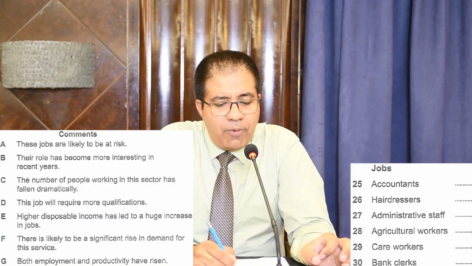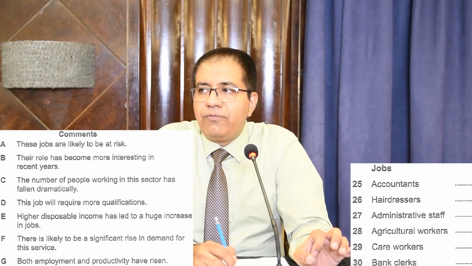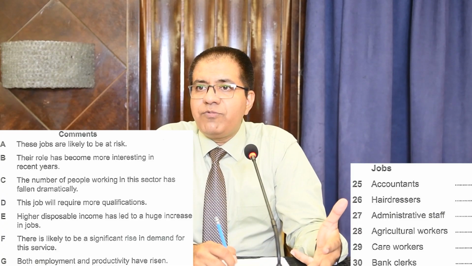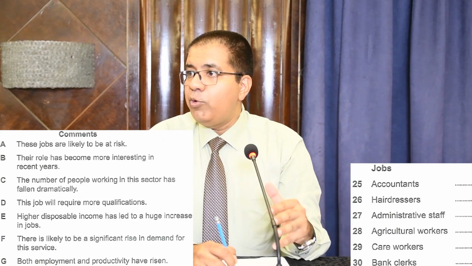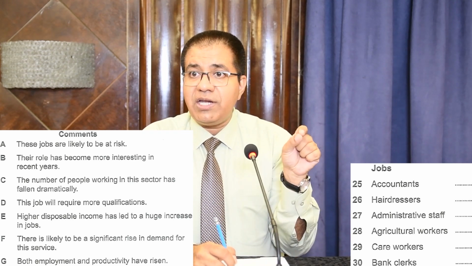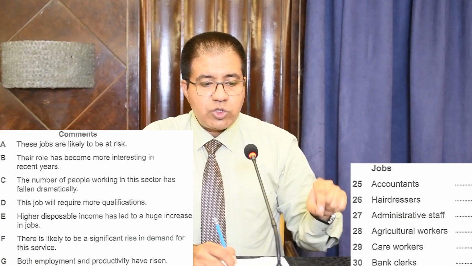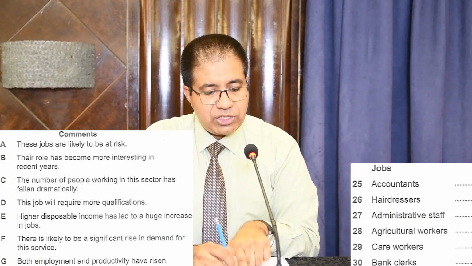Next, this job will require more qualification. Underline more qualification. For this, they will say, for this type of job, you will have to do a diploma after your graduation. Diploma is more qualification. Or you will need a certificate after your studies to become a hairdresser. So certificate, diploma, that means more qualifications.